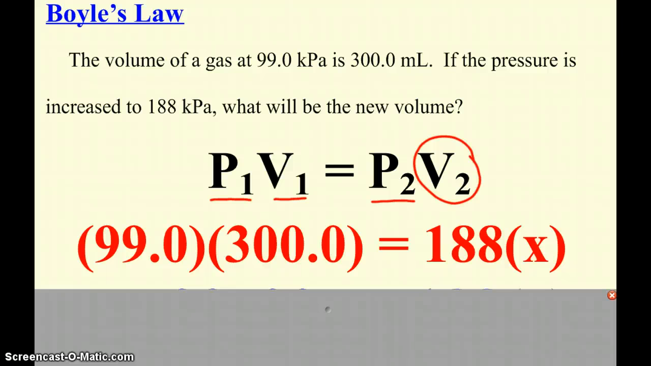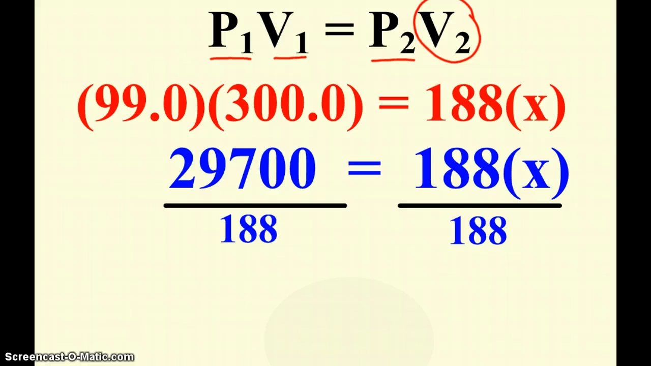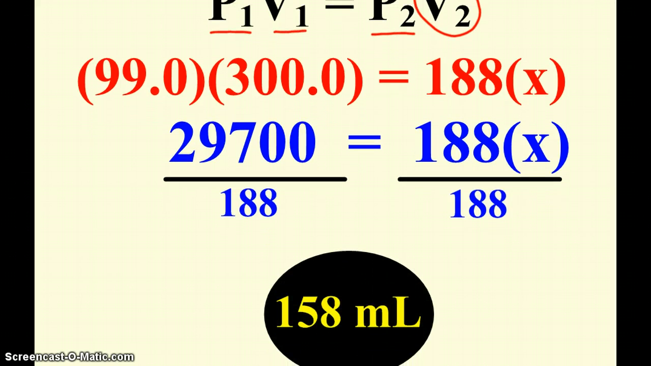Numbers are plugged in. Now try to engage your brain though still, because, alright, if my pressure is increasing, my volume should be decreasing. So I'm expecting an answer lower than 300. So now I chug away. Multiply both sides, divide by 188, check my sig figs, and there's my answer, 158 milliliters, which makes sense. The pressure almost doubles from 99 to 188. So the volume is almost cut in half from 300 down to 158. Makes sense.